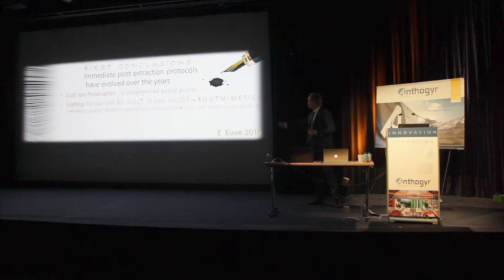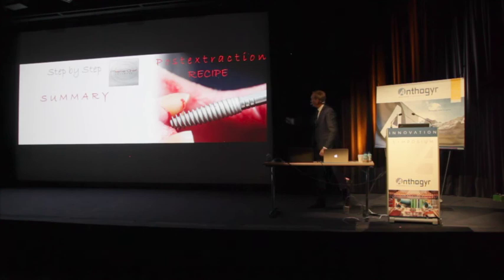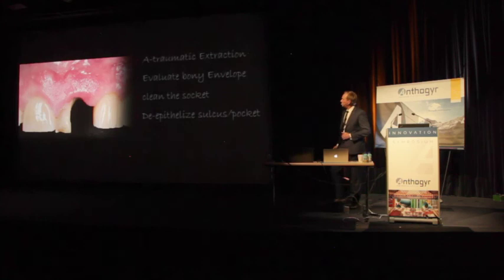We graft the gap in the socket between the implant and the socket wall with BIOS. We use the connective tissue on the outside of the socket to get the original volume back and also to get crestal bone stability. With 3.5 millimeter deep placement, we have a better preservation of the crestal bone. Transversal emergence profile, we don't make it, we make the bottleneck.